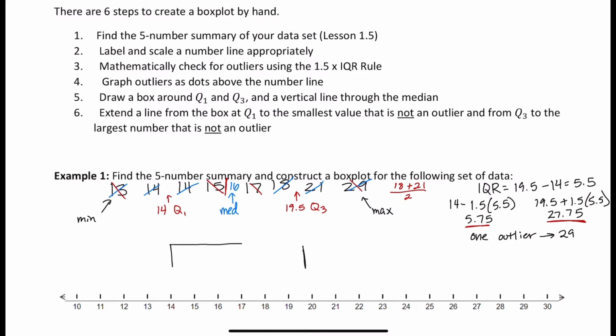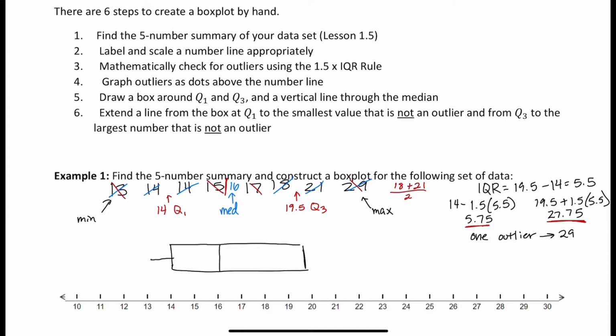So we're going to draw a box around those and a vertical line through the median. Our median was 16, so right above 16, you would draw a line. We're going to extend a line from the box at Q1 to the smallest value that is not an outlier, which we don't have any low outliers, so we don't need to worry about that. So we're going to draw a line to 13 since that is our smallest value.